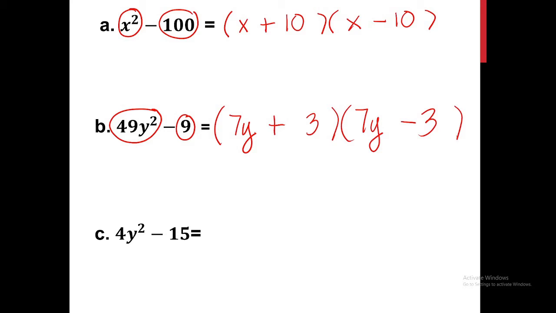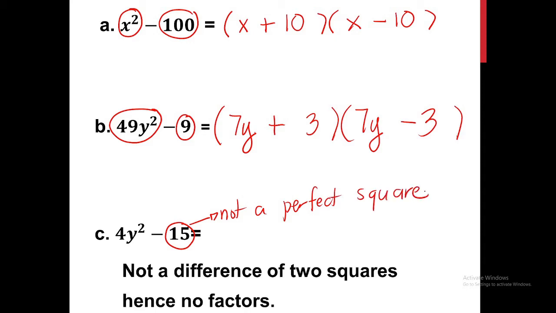What have you noticed with letter C? Okay, sir, 15 is not a perfect square. So if it's not a perfect square, then you cannot use difference of two squares. Hence, no factors for that using difference of two squares. Okay? So see to it that all the given terms there are perfect squares for you to be able to use difference of two squares.